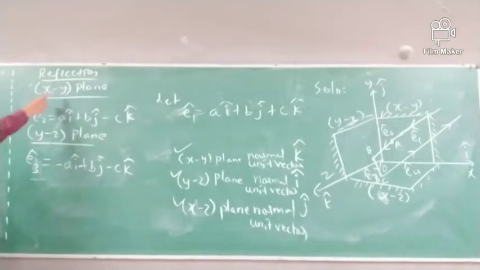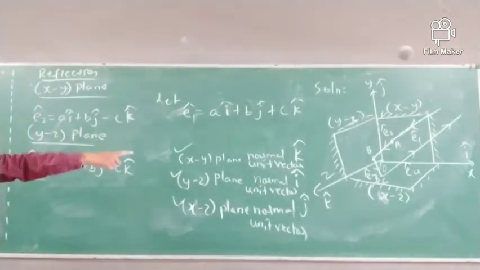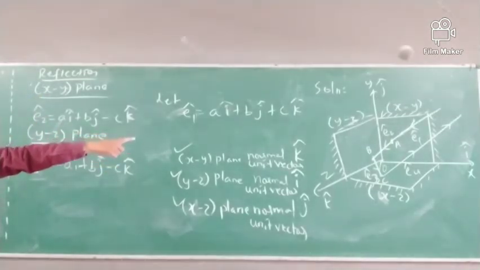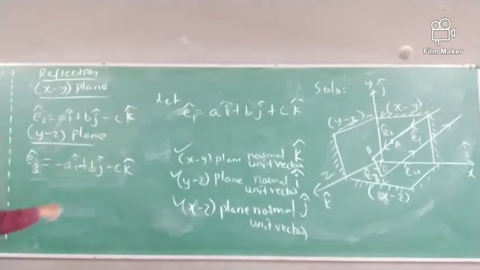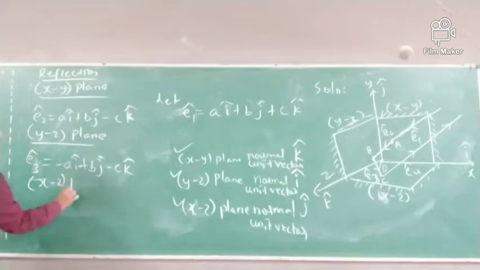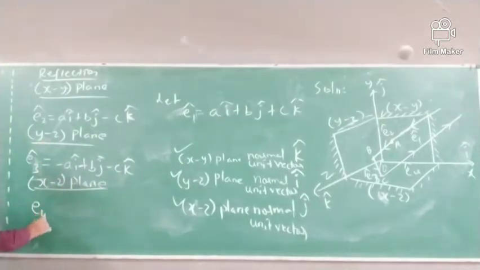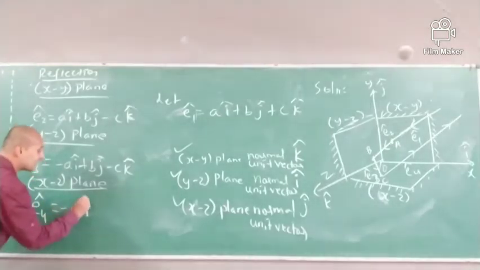This is E2 after the XY plane. Then E3 will get reflected there. It goes to E4. Reflected there will be E4 cap. So after reflection through the XZ plane, what will be the value of E4 cap? This is the incident ray minus E3 cap.